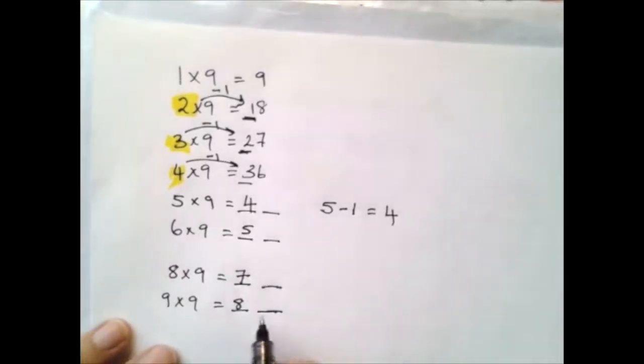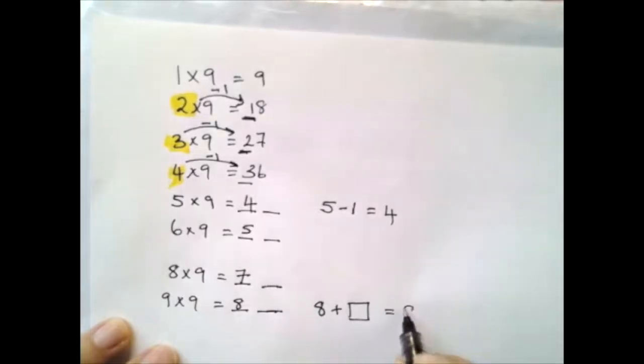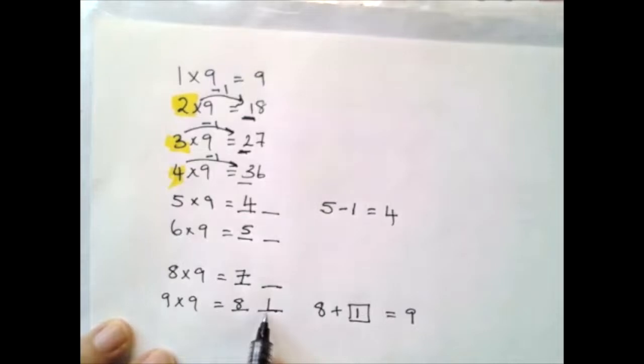And then what I'm going to do is think, okay, so I know that if I add the 2 digits together, I get to 9. So there's 8 plus something, I haven't got that digit yet, equals 9. What number goes in this space here? 8 plus 1 equals 9. So I'm transferring that 1 to here because I need these 2 digits to add up to 9. So 9 times 9 is actually 81.